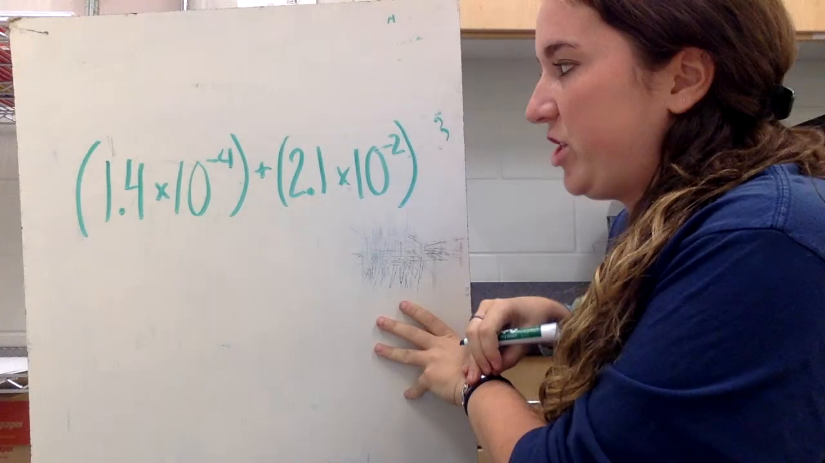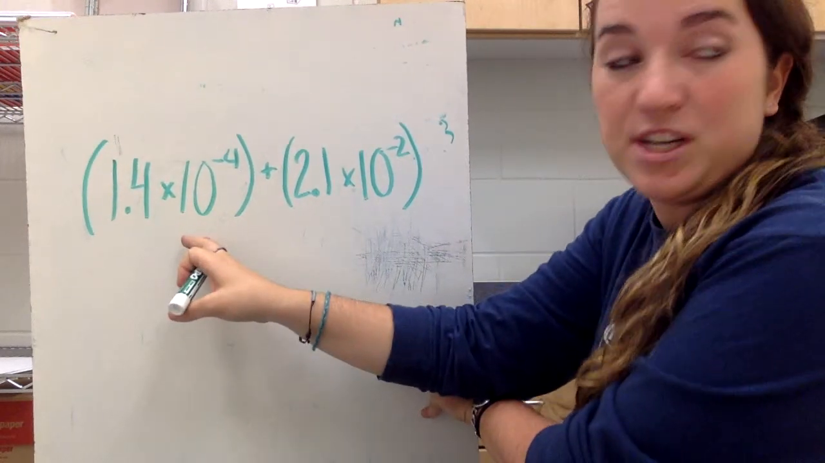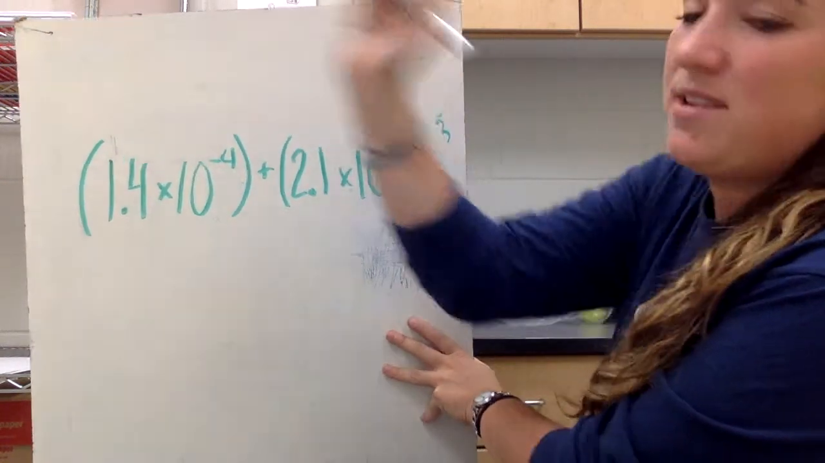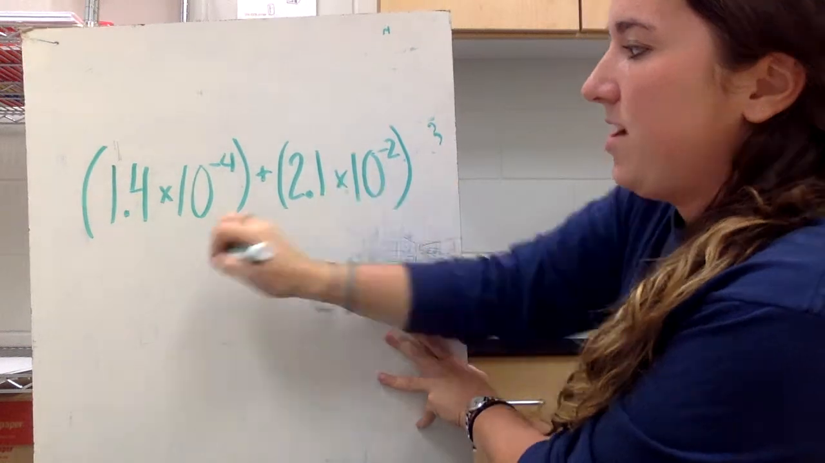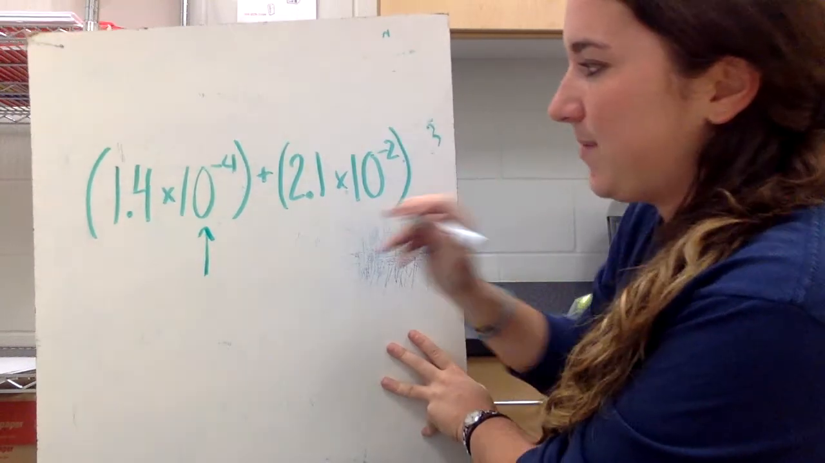Which one do I want to change? I want to change -4 because we always want to change my smaller exponent. Is -4 smaller than -2? Yep, because it would be further to the left on the number line. So I need to make this bigger. How much do I need to add to my exponent?